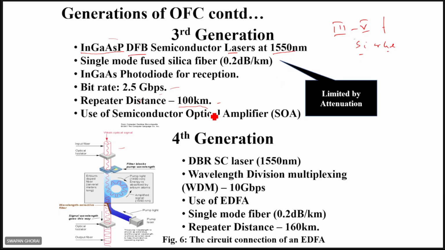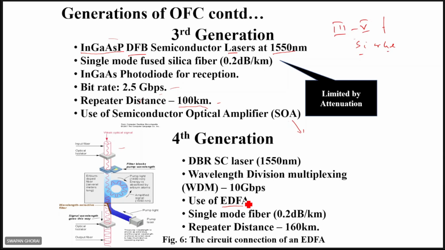And here also optical amplifiers started in these generations. This is a semiconductor optical amplifier. Next, the EDFA was used. In the fourth generation, you can see almost the same lasers are there, but WDM, wavelength division multiplexing, started. And another optical amplifier which is widely used at this moment also, the EDFA, erbium-doped fiber amplifier.